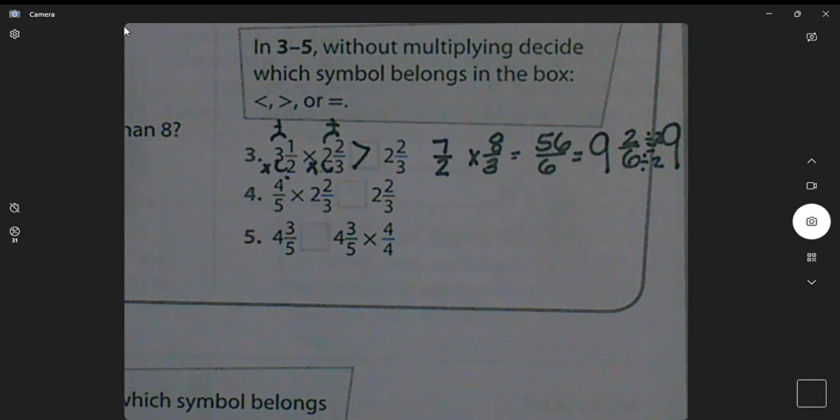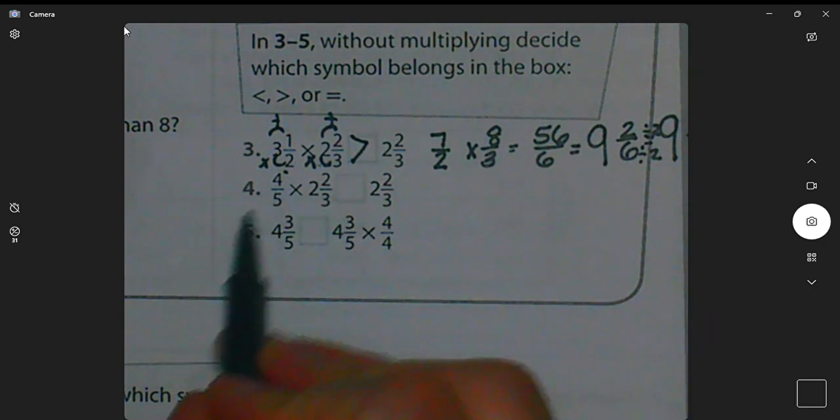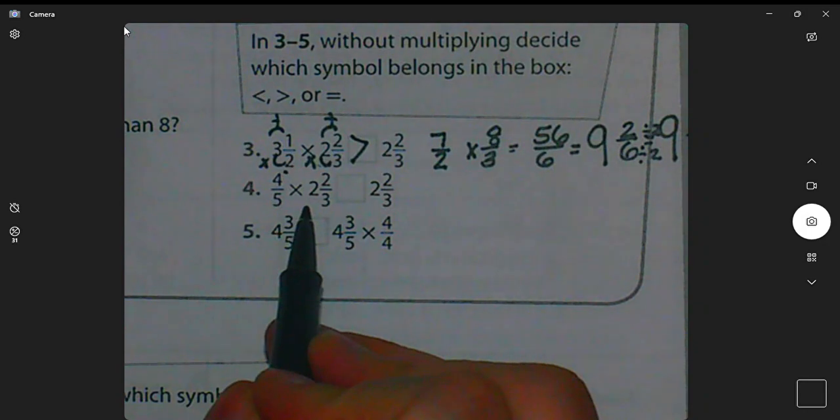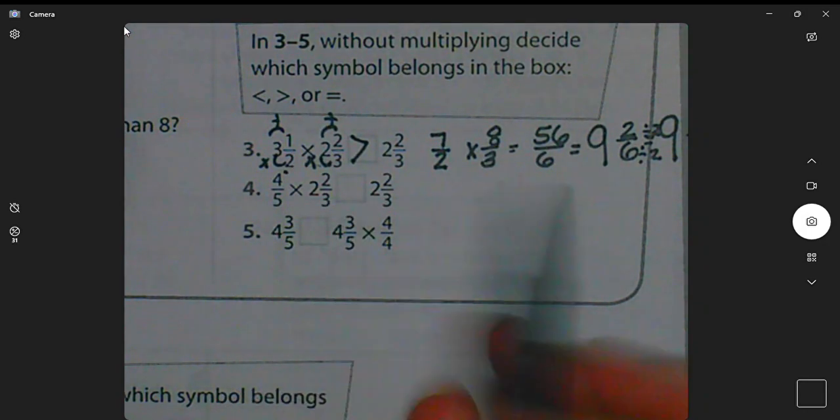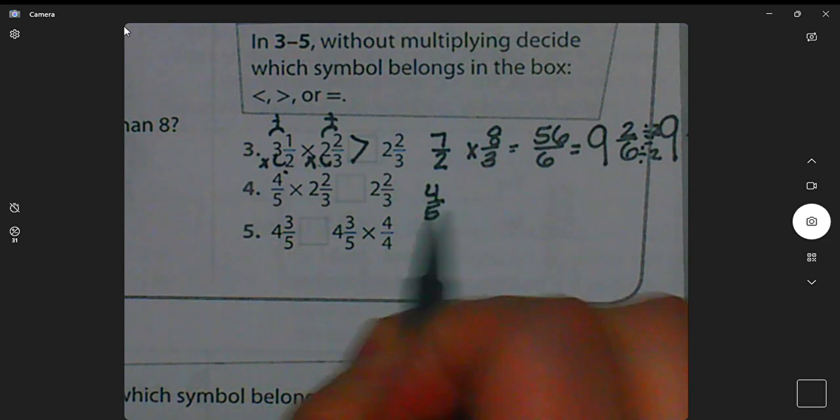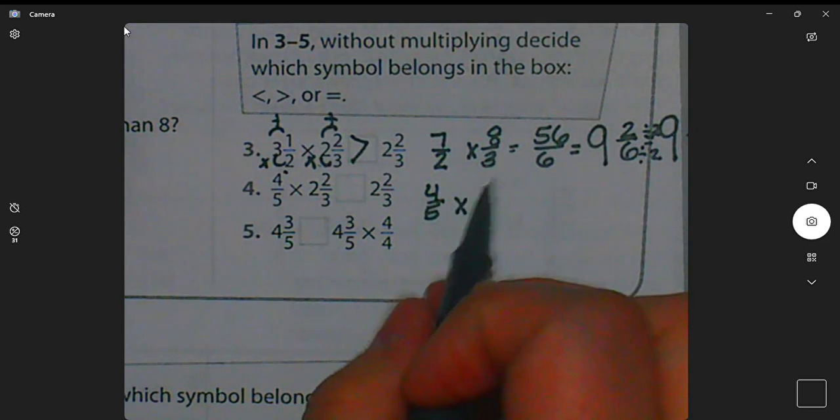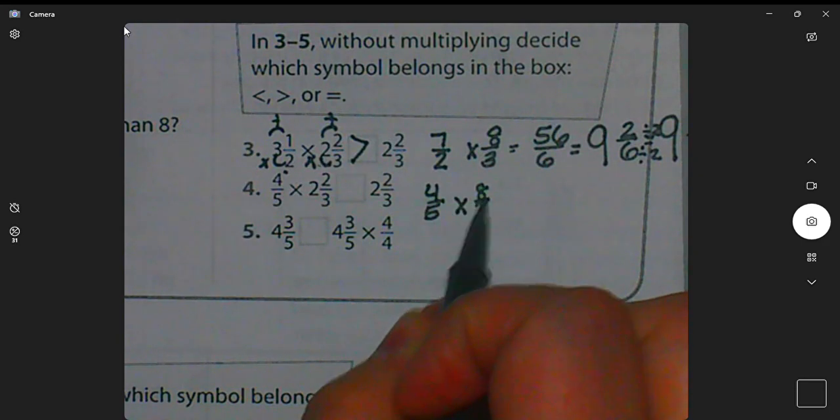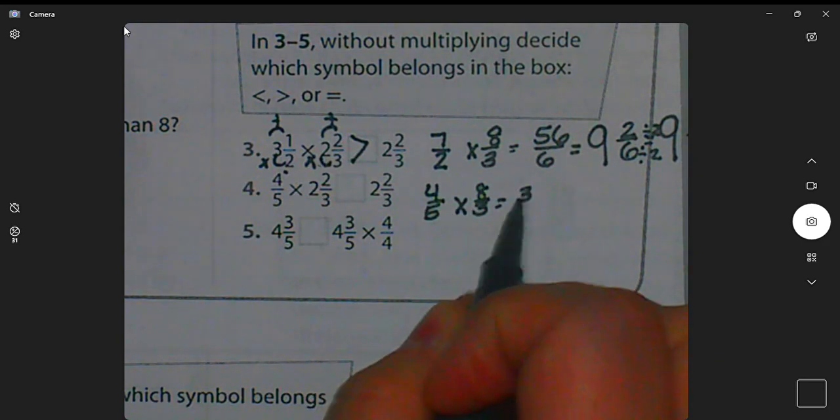Let's look at number 4. 4/5 times 2 2/3 is greater than, less than, or equal to 2 2/3. So I'm going to come over and I'm going to work it. 4/5 times, I know 2 2/3 is 8/3 from the previous problem. And I get 32/15.